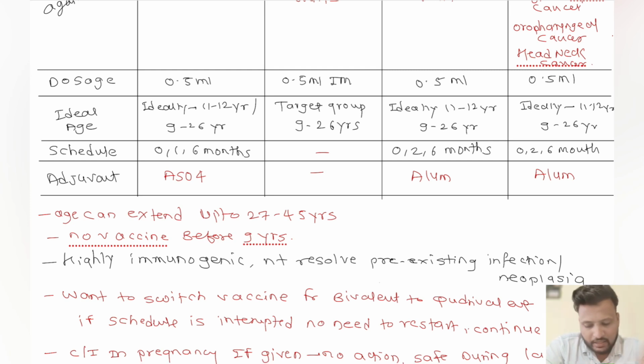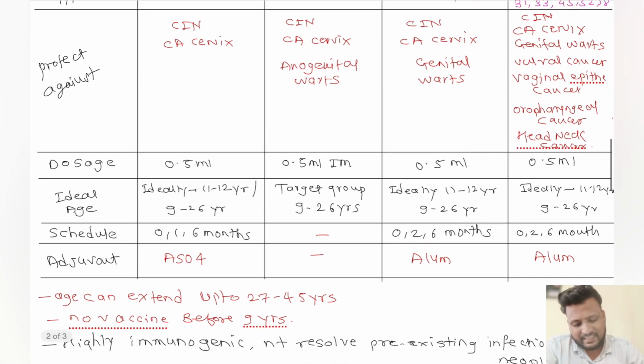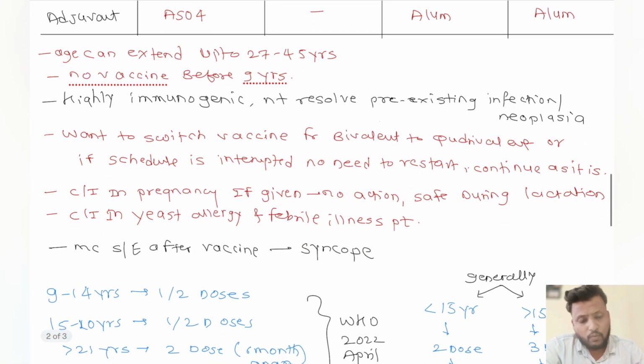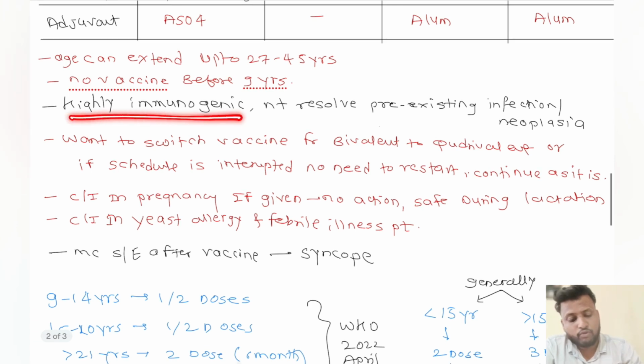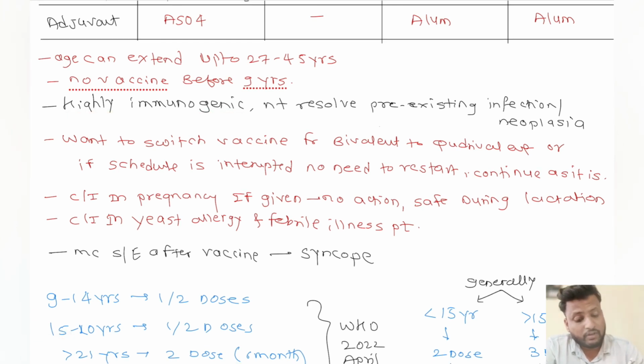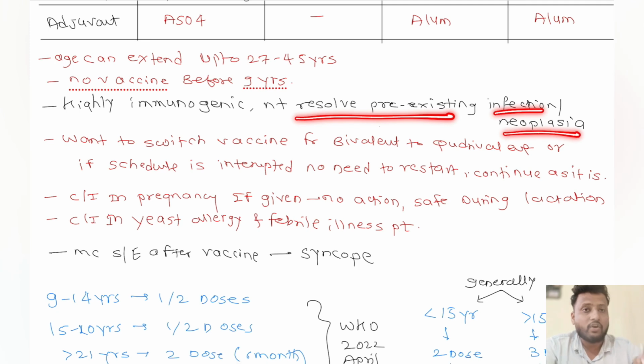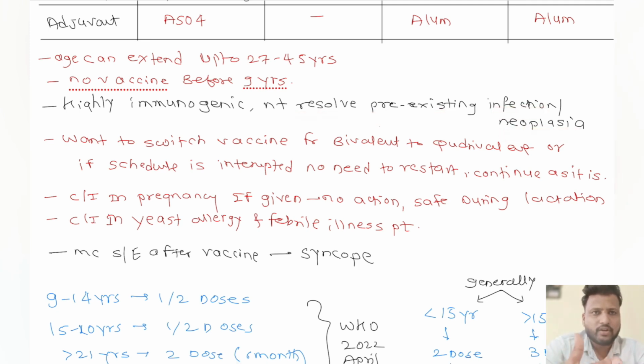Now what is the schedule? That is like your HPV vaccine or HCV vaccine, it also has a schedule like 0-1-6 month, 0-2-6 month, and this adjuvant is not so important. Okay, now what about these vaccines? These vaccines are highly immunogenic vaccines. They do not resolve pre-existing infection or neoplasia, because vaccines are for what? To prevent, not to cure.